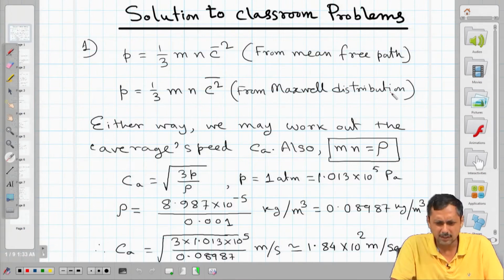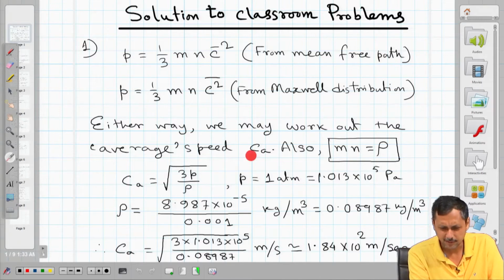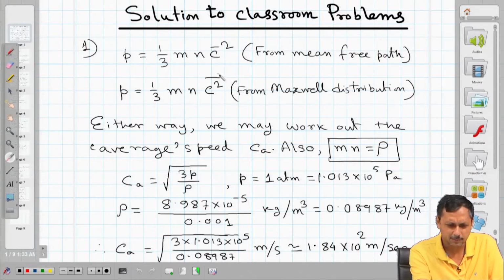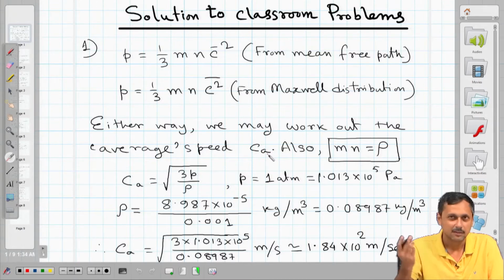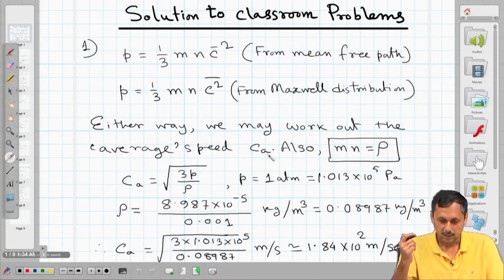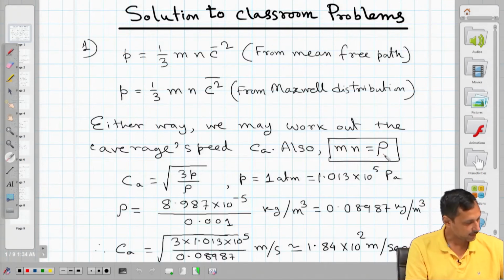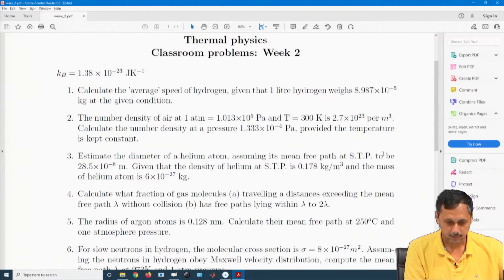So, let us take any of the expressions. We will just call it the average speed Ca, because both the expressions are otherwise identical. So, if we compute Ca, we can call it either the mean speed or the RMS speed. Now, we have to note in order to solve this problem that mn is equal to rho.